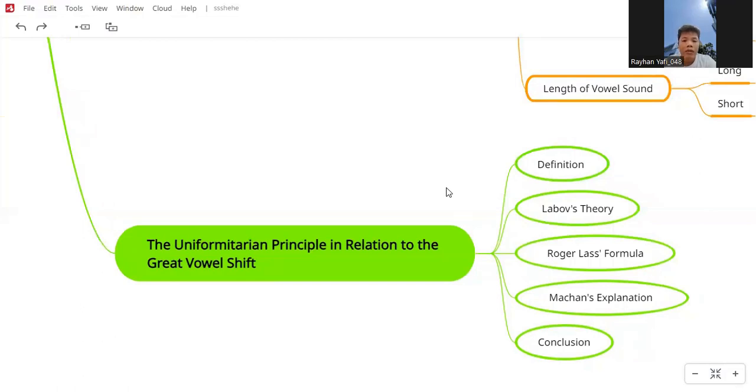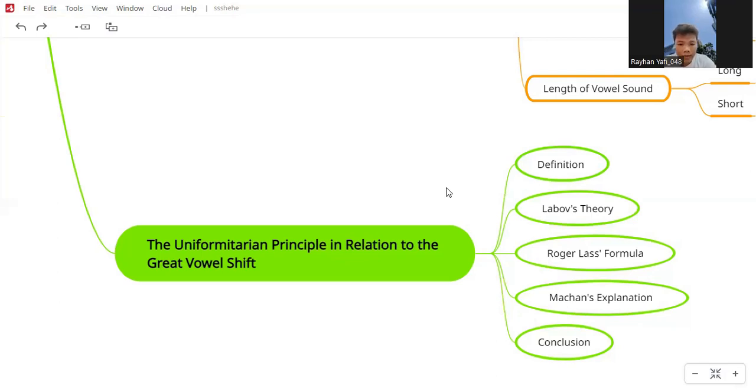Okay, so the uniformitarian principle means that the linguistic forces which operate today and are observable around us are not unlike those which have operated in the past. So, sociolinguistically speaking, this means that there is no reason for claiming that language did not vary in the same patterned ways in the past as it has been observed to do today.